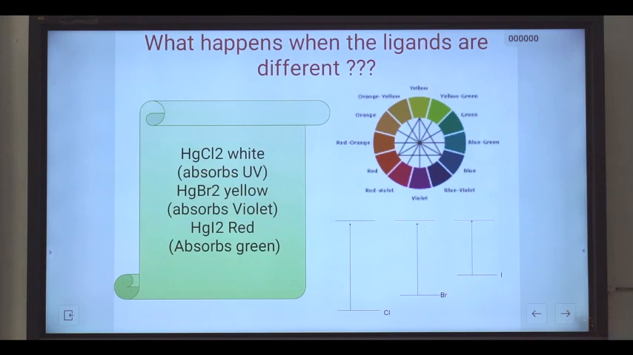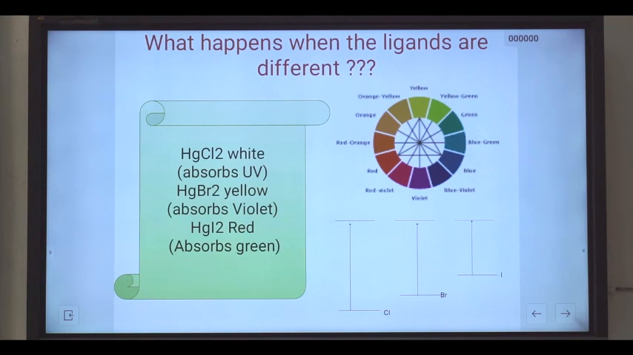So we have talked about the metal ions. What will happen if the metal ions are the same but with a different oxidation state? Next question arises, what happens when the ligands are different? Here I am taking the example of mercuric chloride, mercuric bromide and mercuric iodide. In this case it is HgCl2, HgBr2 and HgI2. In these complexes the metal ions are the same, that is mercury. But where is the difference? Difference lies in the ligands. In the first compound the ligand is chlorine, second is bromine and then iodine.